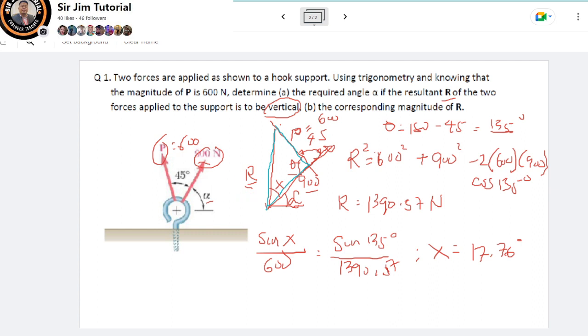Now, alpha, what is alpha? Take note that this is 90 degrees, meaning 90 degrees is just equal to X and alpha. And if we have already X, we can compute alpha, which is just 90 minus 17.76 degrees. In other words, alpha is equal to 72.24.